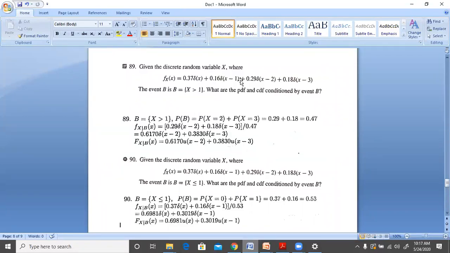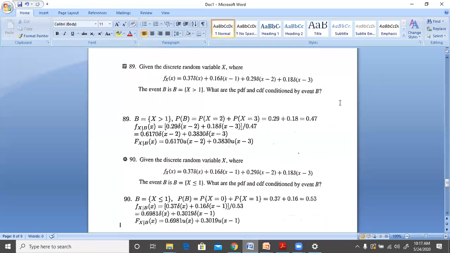So please remember that this is a discrete value. That means at x equal to 0, this will be the magnitude. At x equal to 1, this will be the magnitude. At x equal to 2, this will be the magnitude. At x equal to 3, this will be the magnitude. So we will have four impulses for f x of x with magnitudes which are given over here. So the event B is B equal to x greater than 1.